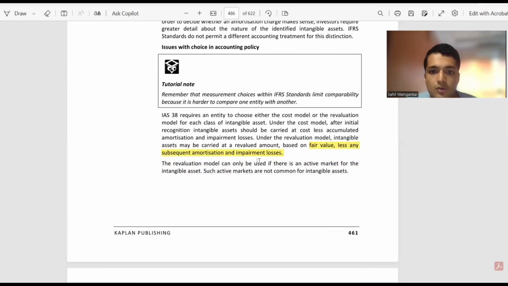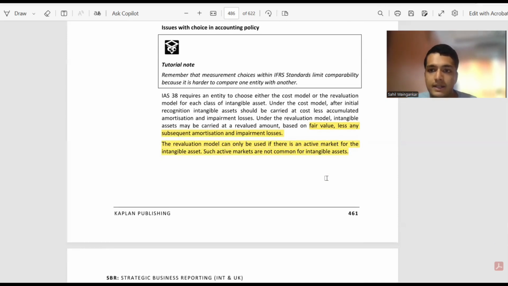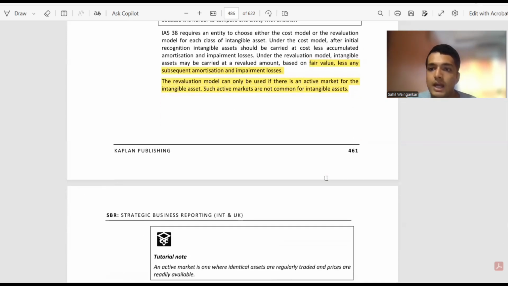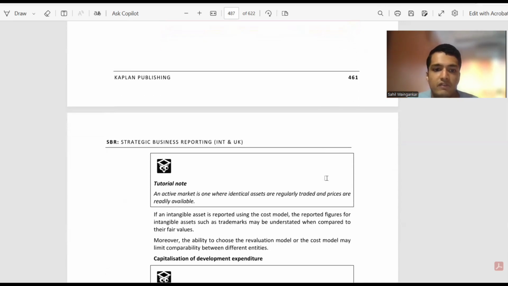देखो, revaluation model can only be used if there is an active market for the intangible asset. Such active markets are not common for intangible assets. देखो, अगर intangible asset के लिए active market नहीं है तो हम fair value निकालेंगे कहाँ से? ऐसा है वो. If an intangible asset is reported using the cost model, the reported figures for intangible assets such as trademarks may be understated when compared to their fair value.